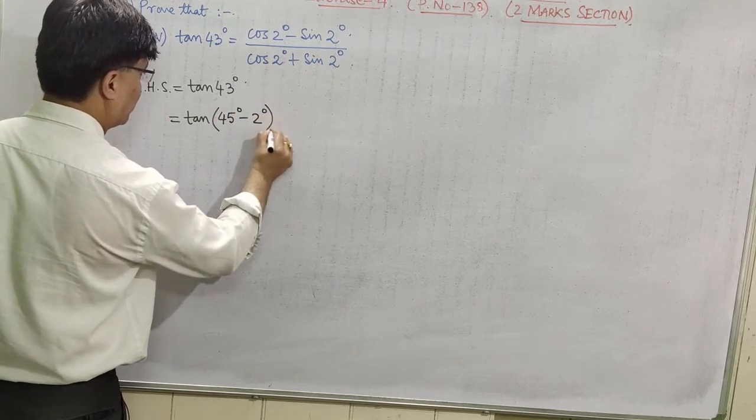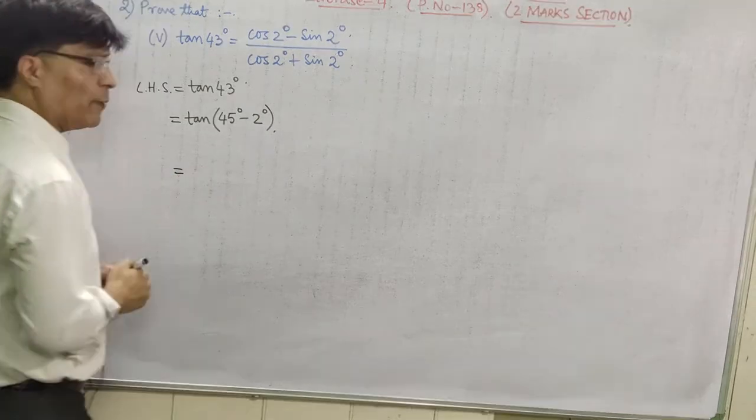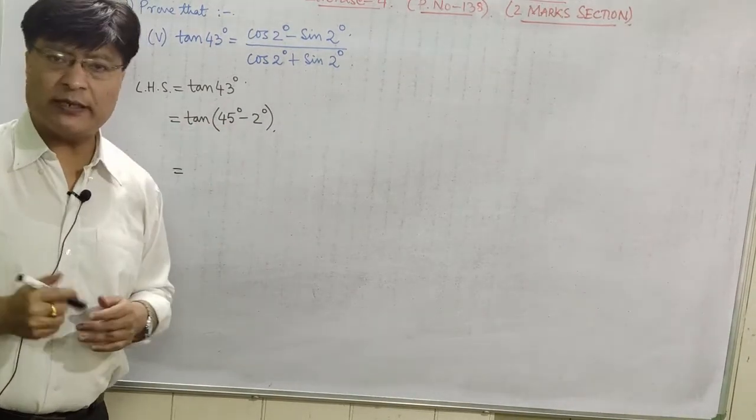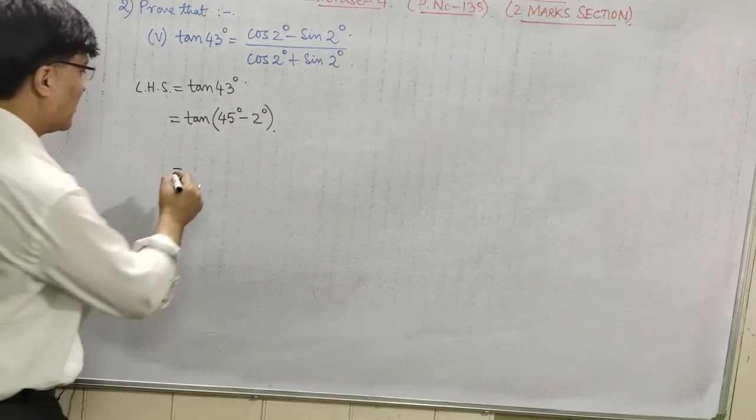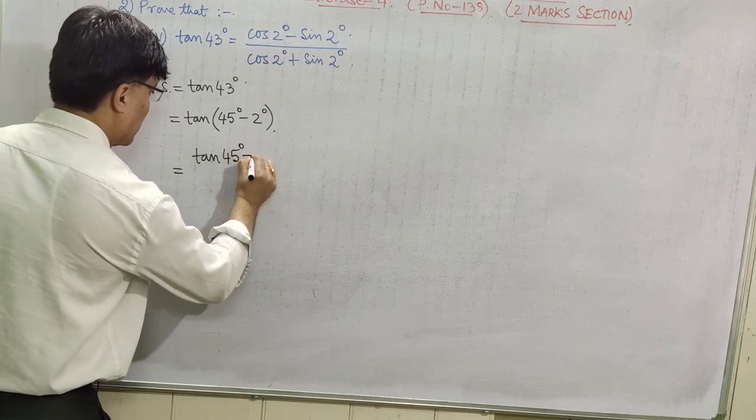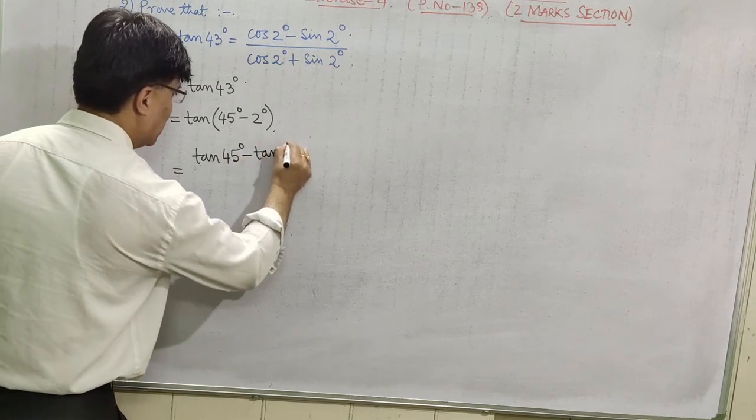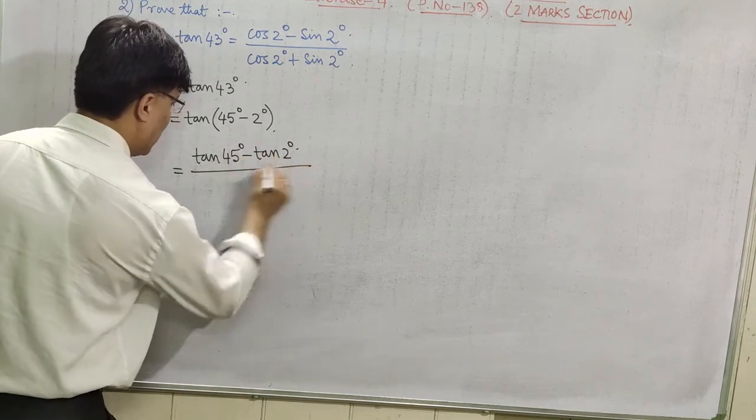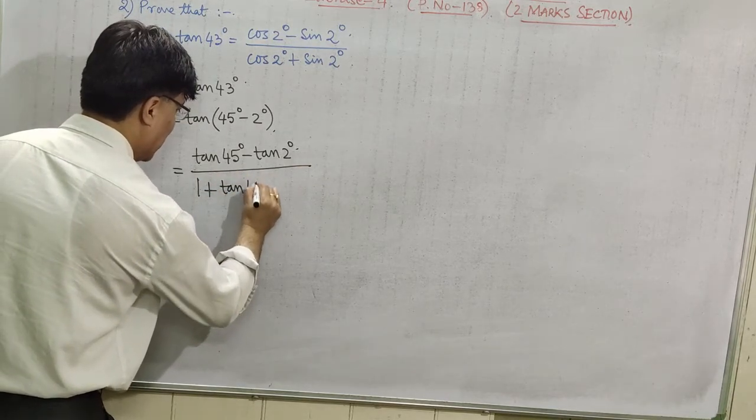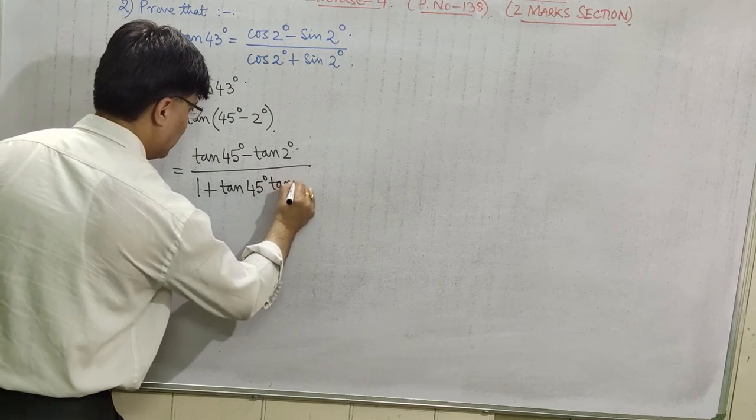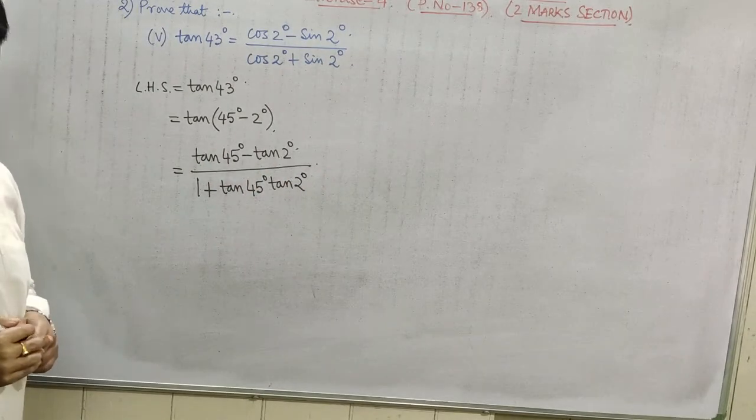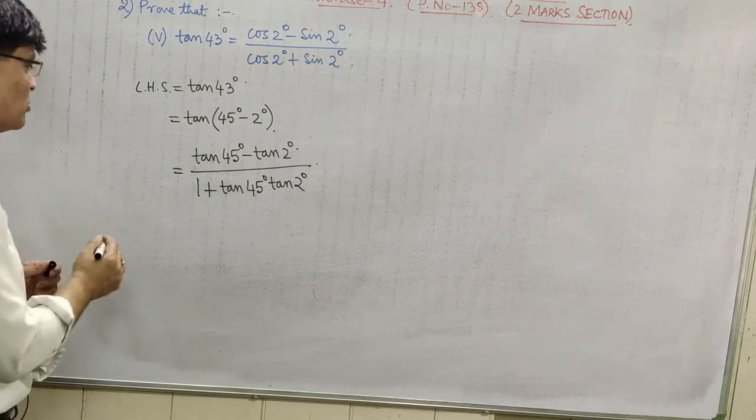minus 2 degree. Now you know this formula, compound angle tan of A minus B, isn't it? Here A is 45 degree and B is 2 degree. So what is tan of A minus B? It is tan A minus tan B divided by 1 plus tan A tan B. Is that clear to all of you? So I think you have understood it. Let us put the values now.